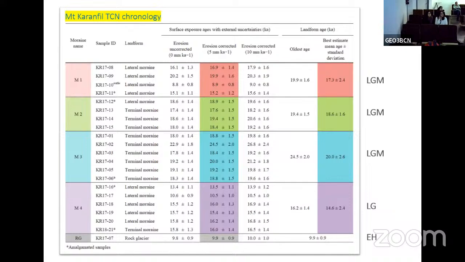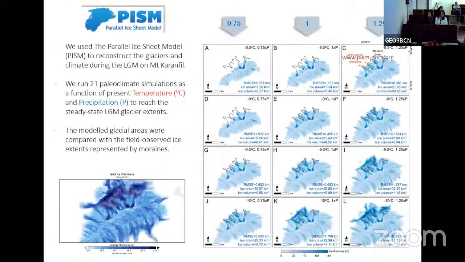So these are the results. But what we did here is we used a new model, which is called the Parallel Ice Sheet Model. This was developed for ice sheets, for Greenland or for Antarctica, but we applied this to valley glaciers as well. So what you do here is, 1 means today's precipitation values, and this one is 25% drier and 25% wetter conditions. And those lines are the moraine limits. Then you start running the model.